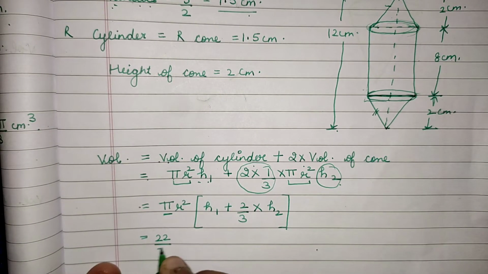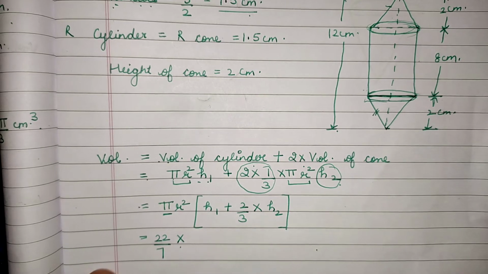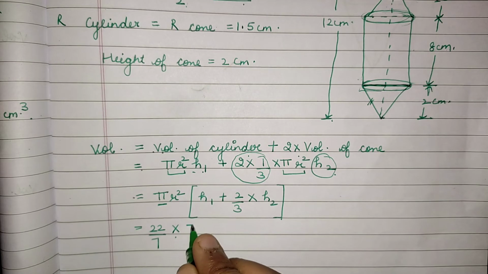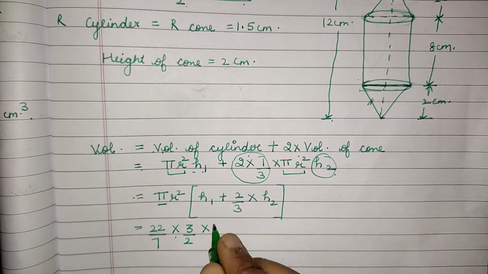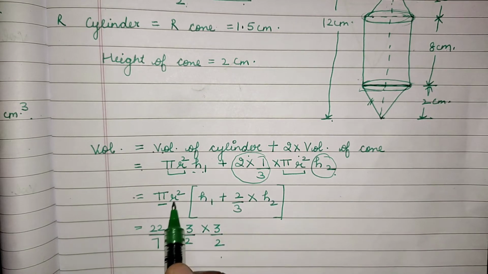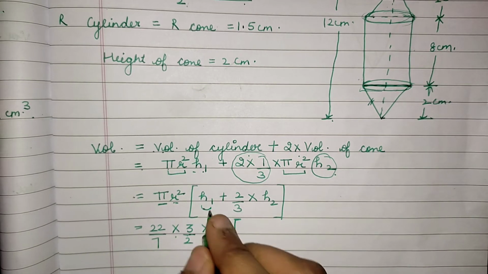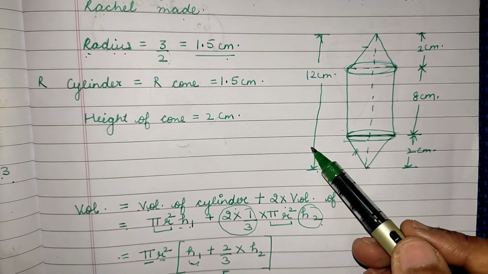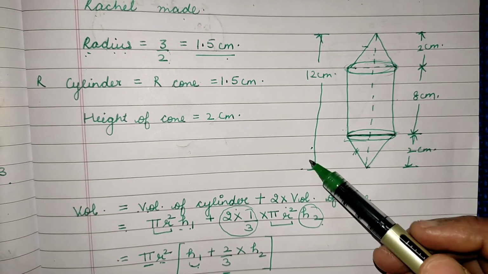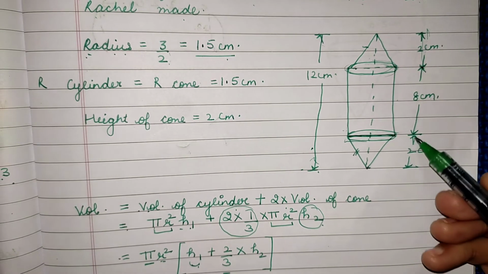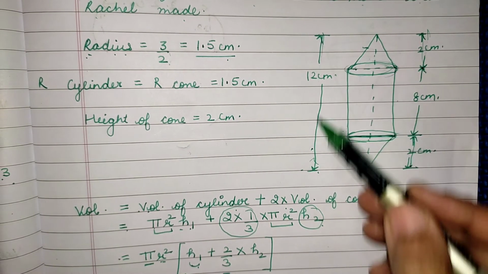Okay, so next, pi is 22 by 7 and radius is what? Radius we have found, this is equal to, we can use any value, either 3 by 2 or 1.5. I am doing multiplication 2 times because this is r square. And h1 is what? h1 is the height of the cylinder and we do not know the height of the cylinder, so how can we find out? It is given to us that the height of this cone is 2 and this will also be 2 and total is 12.